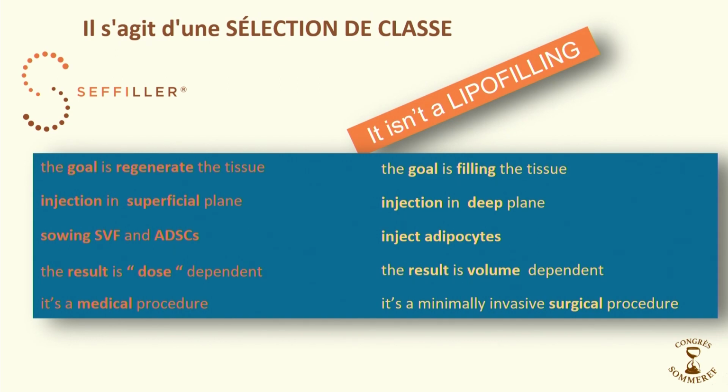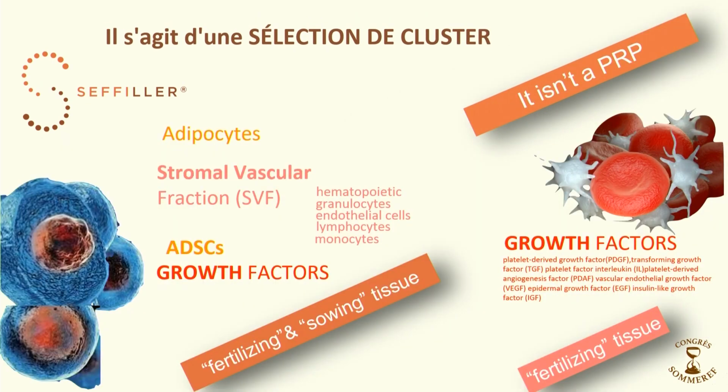It is a cluster selection because we have adipocytes and stromal vascular fraction. Stromal vascular fraction, growth factors. So we fertilize and sow the tissue. It isn't a PRP. PRP is only growth factors, acellular.